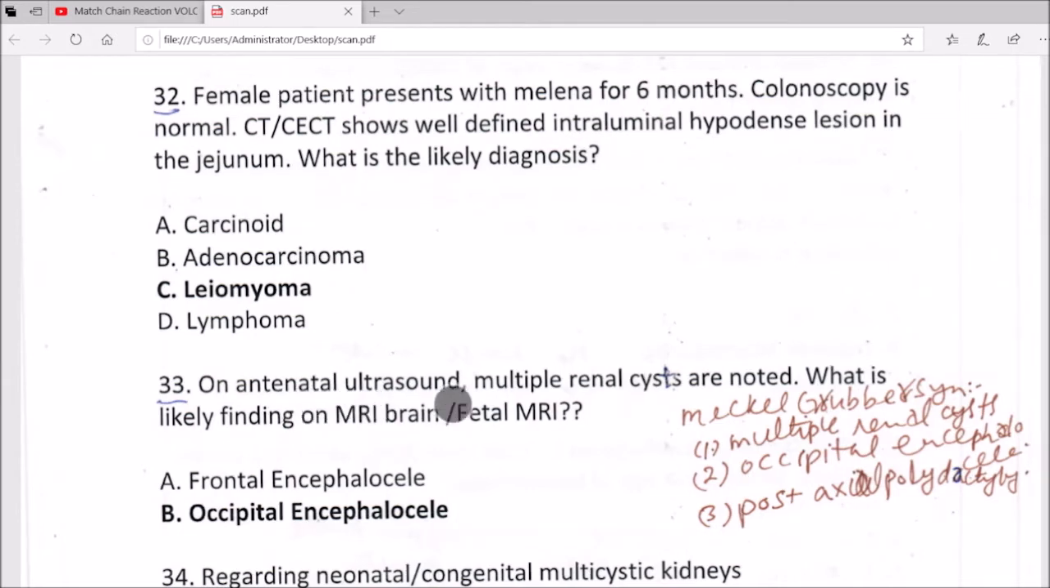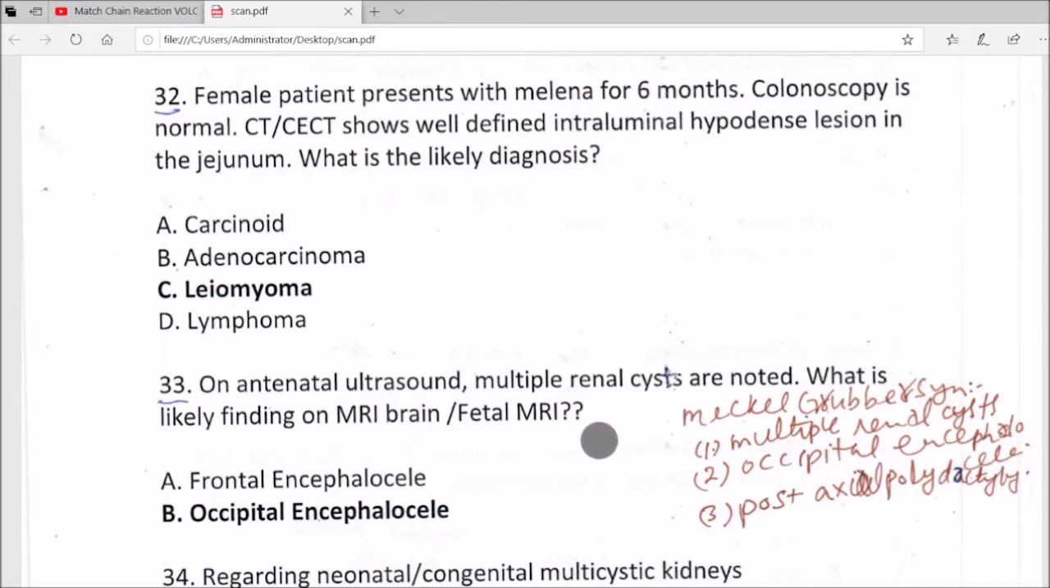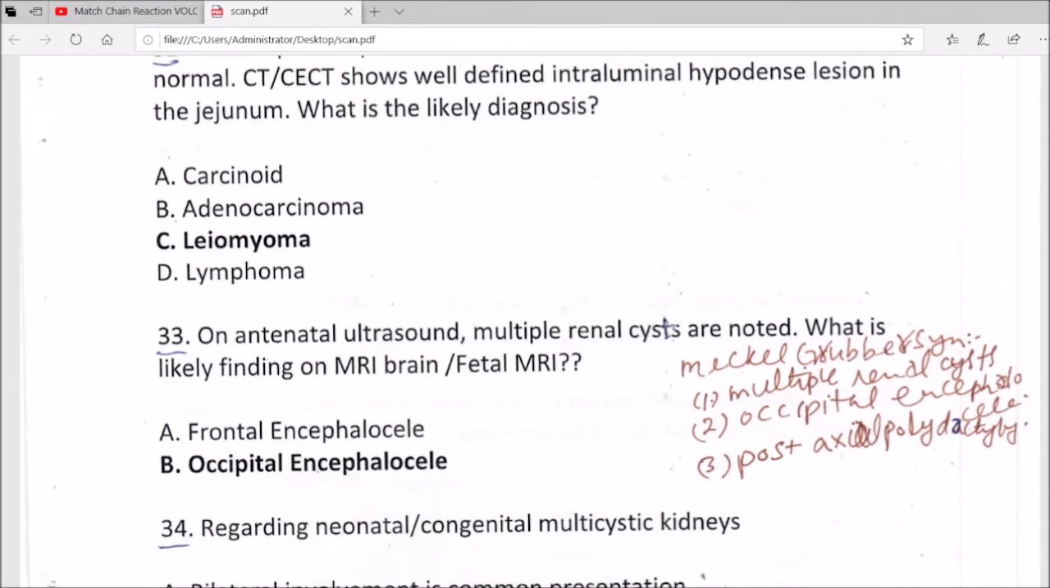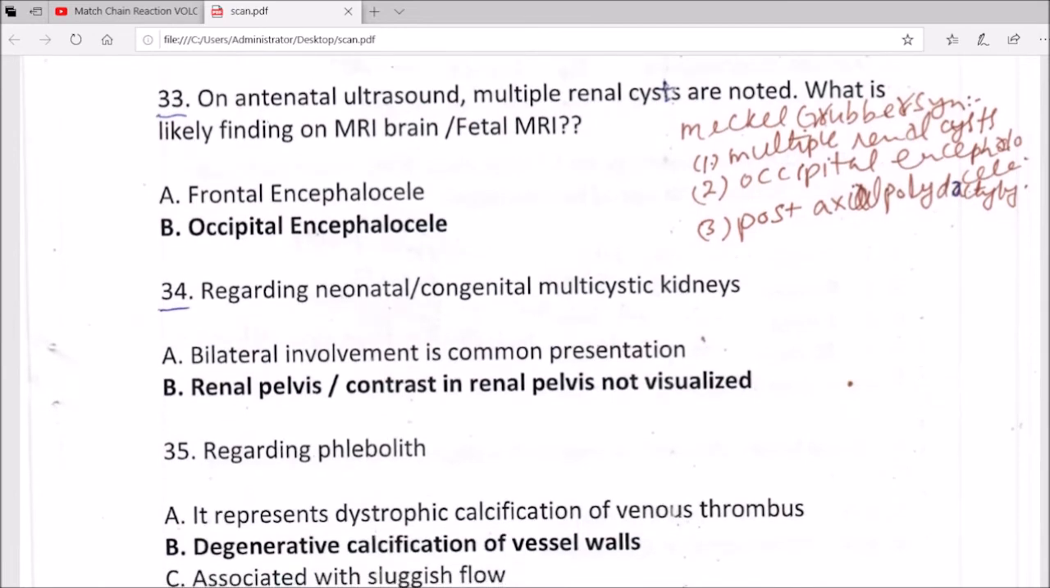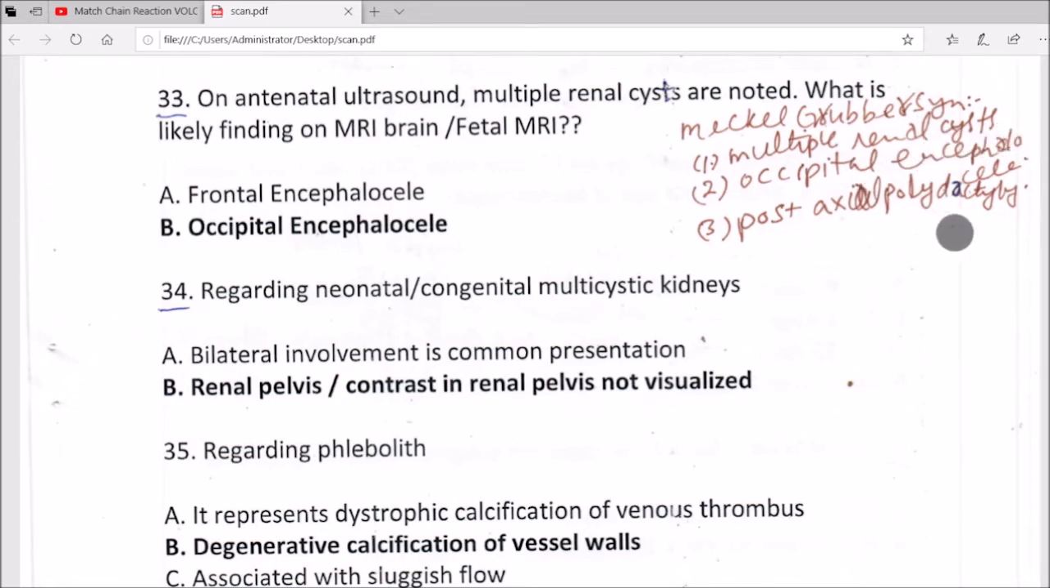33. On antenatal ultrasound, multiple renal cysts are noted. What is the likely finding on fetal MRI? Occipital encephalocele, because the diagnosis is Meckel-Gruber syndrome, which is multiple renal cysts, occipital encephalocele, and post-axial polydactyly. So on antenatal ultrasound, multiple renal cysts are noted, the finding on MRI brain is encephalocele in the occipital region.